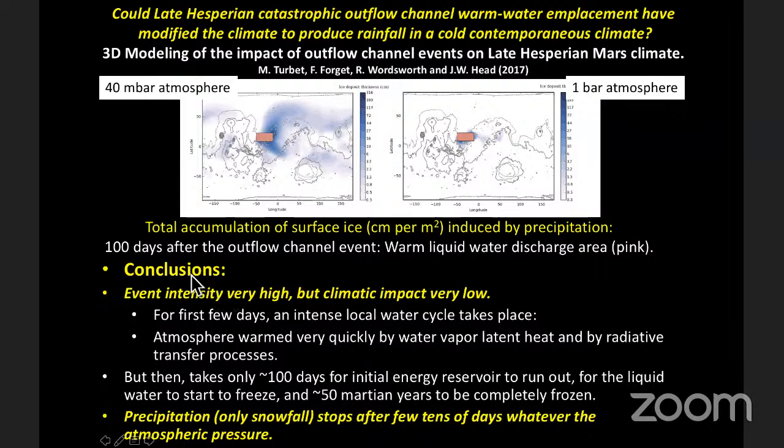And it turns out the conclusion is that the event intensity is very high, okay? Because a lot of water comes out over a short period of time. That's this circle here, this pink rectangle. But indeed, the climate impact is very low. The bottom line is that precipitation really is only snowfall, and it stops after a few tens of days, whatever the atmospheric pressure, and we model a wide range of atmospheric pressure. So the individual outflow channels, and even collectively, are probably not going to alter the atmosphere in the ways that have been proposed previously, which was to get warm and wet conditions over tens to maybe even hundreds of millions of years.